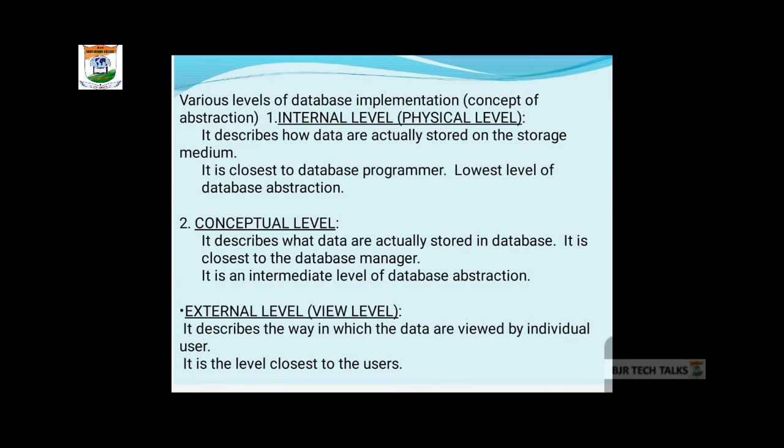Data abstraction in DBMS. It is of three levels. Internal level. It is also known as physical level. It is the innermost level. Conceptual level or logical level. External level. It is also known as view level. It is the outermost level. External level is the level which is seen by the individual.